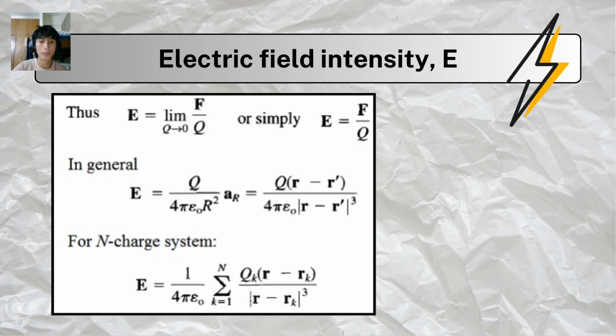Or you can say the electric field E is equal to Q times the vector quantity R minus R prime, divided by 4 pi epsilon naught times the magnitude of R minus R prime cubed. For an n charge system, the electric field is equal to 1 over 4 pi epsilon naught multiplied by the sum from k equals 1 to n of Q sub k times the vector quantity R minus R sub k, divided by the magnitude of R minus R sub k cubed.